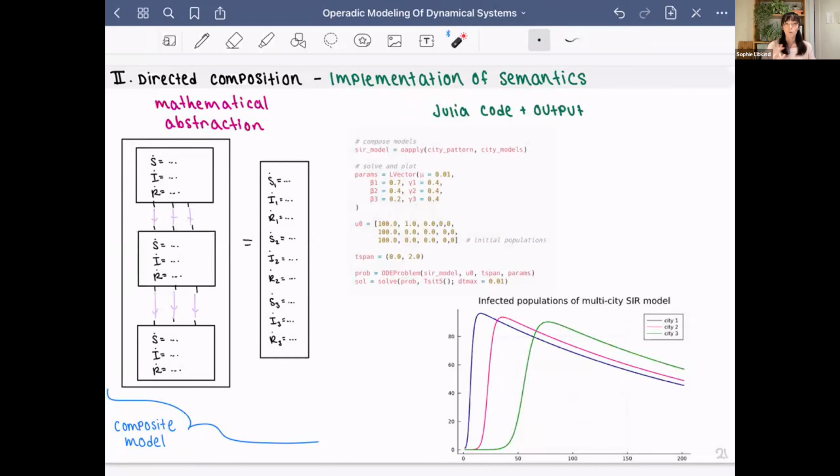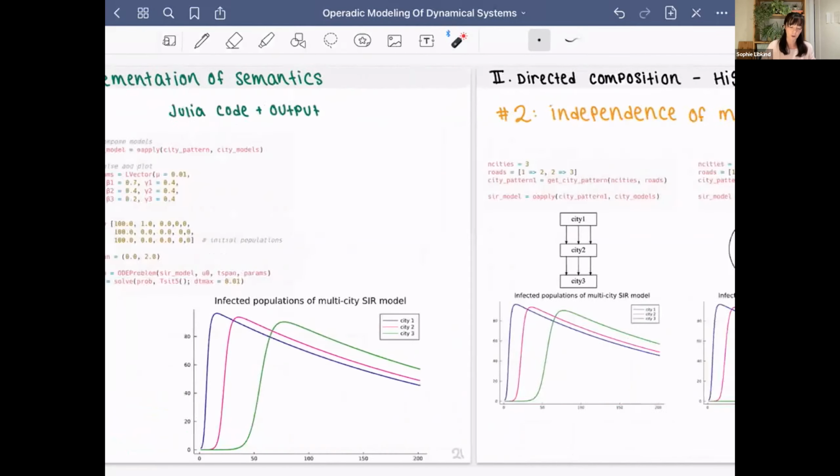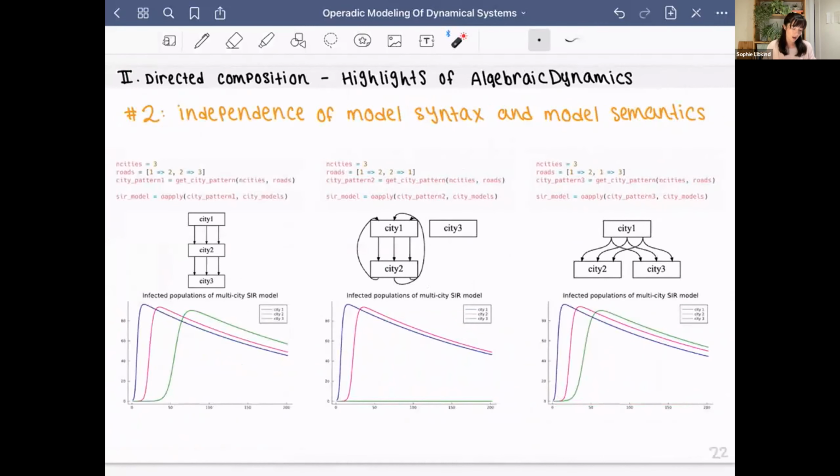Okay, so that was sort of a whirlwind tour of both the mathematical abstraction and the implementation of directed composition of dynamical systems. And in our last few minutes, what I'd like to do is point out another highlight of algebraic dynamics that goes with this example. And that highlight is the idea that we have independence between model syntax and model semantics.